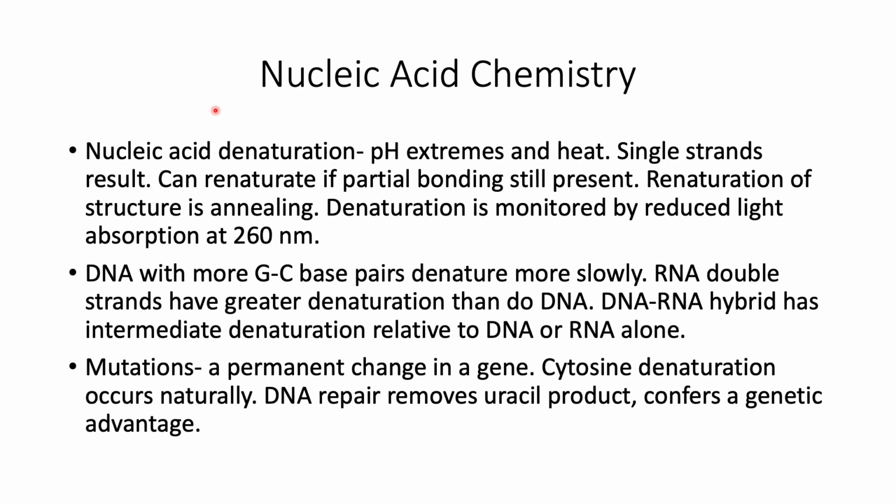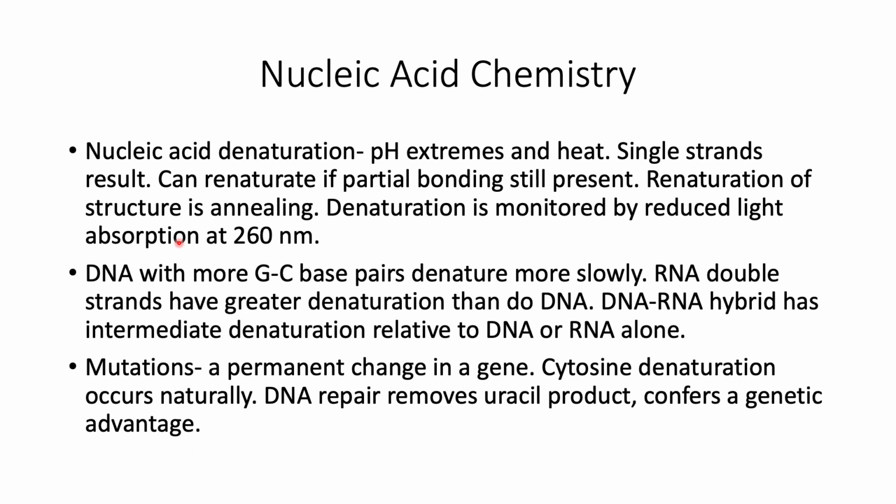Nucleic acid chemistry. Nucleic acid denaturation occurs with pH extremes and heat. You can get single strands. Nucleic acids are really a fairly hardy molecule to work with. You can renature it if you've got partial bonding still present. You can anneal the structure, renature it. You can monitor denaturation by the reduced light absorption at 260 nanometers.